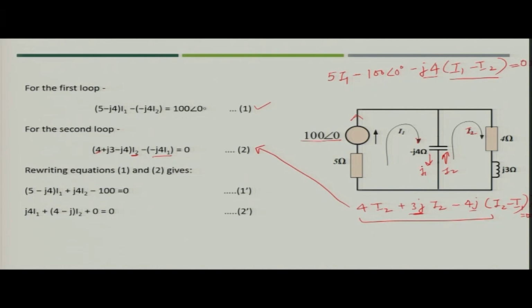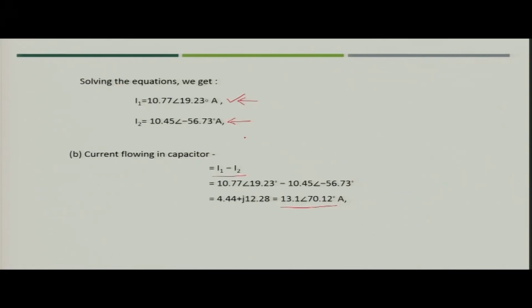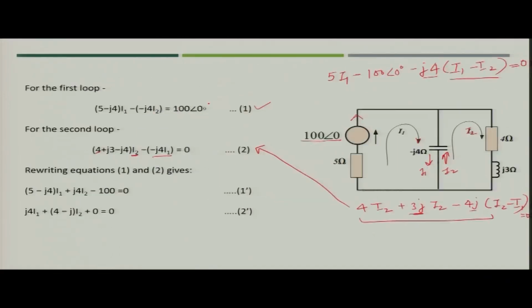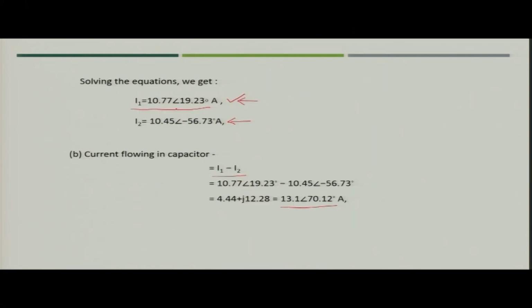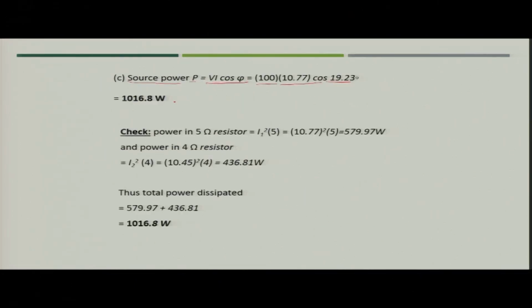Current would be essentially the value of I1, because this is the current which is flowing from this particular side. So, you put the value of V and I. Cos phi is nothing but the cosine of the angle for current I1. So, you will get source power delivered as 1.16 watt.